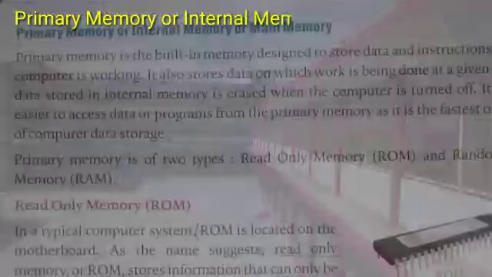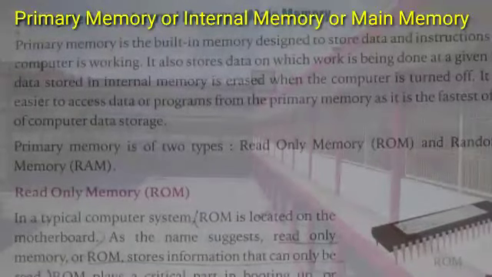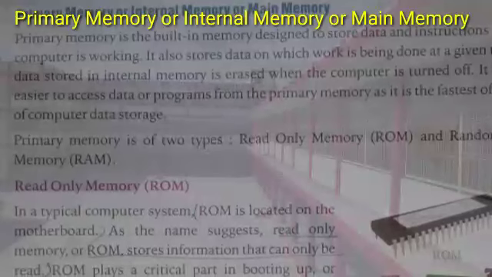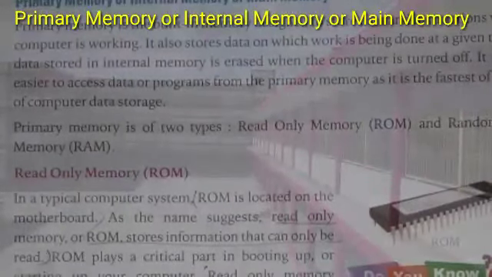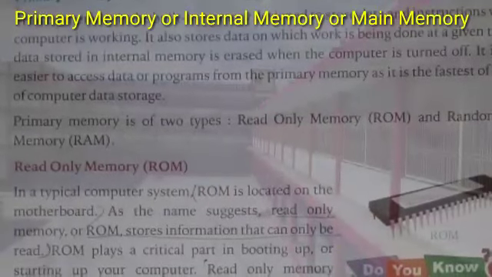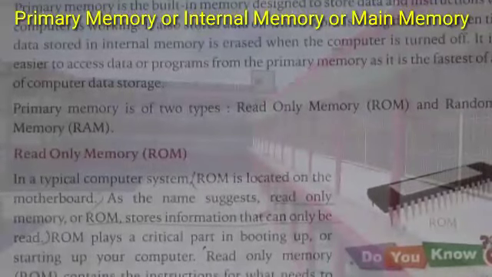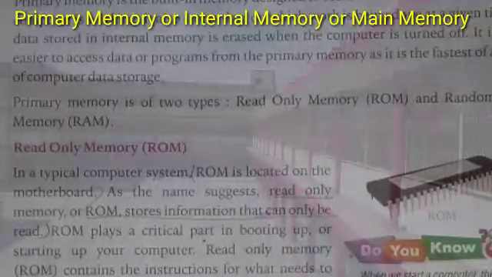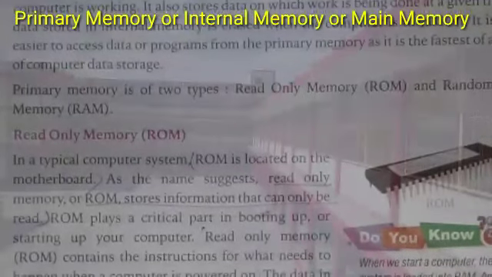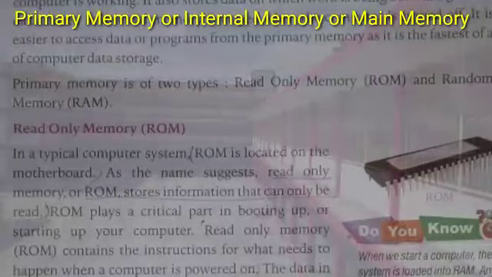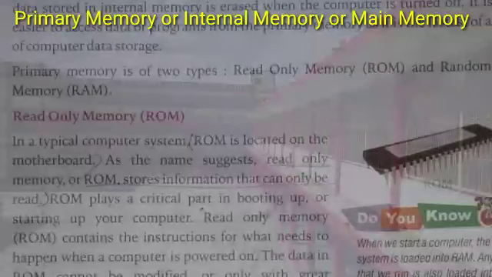Primary memory or internal memory or main memory. Primary memory is the built-in memory designed to store data and instruction while the computer is working. It also stores data on which work is being done at a given time. The data stored in internal memory is erased when the computer is turned off. It is always easier to access data or programs from the primary memory as it is the fastest of all forms of computer data storage.